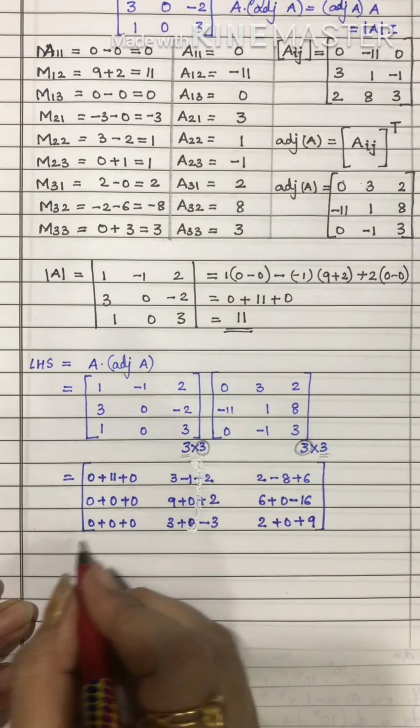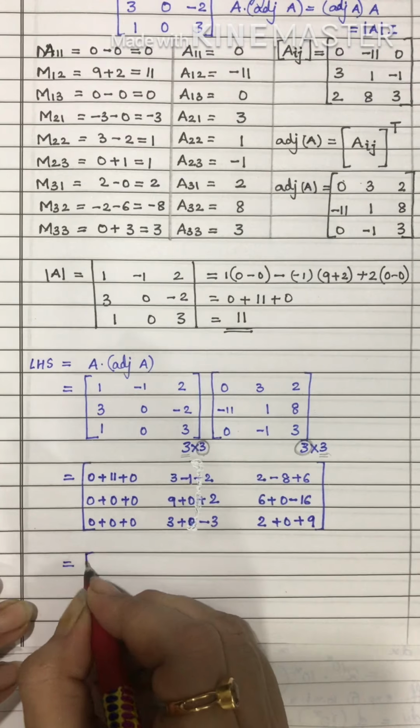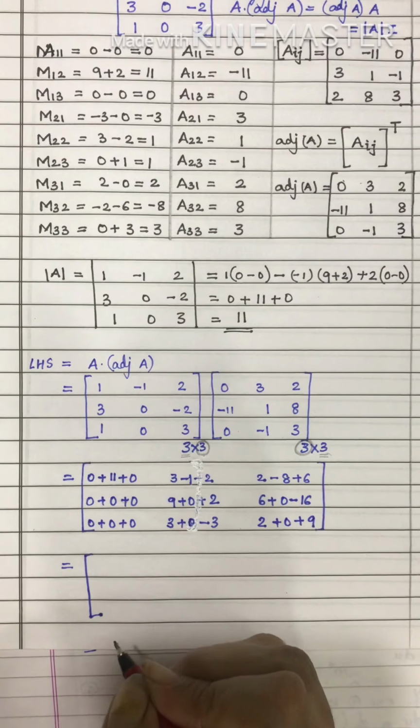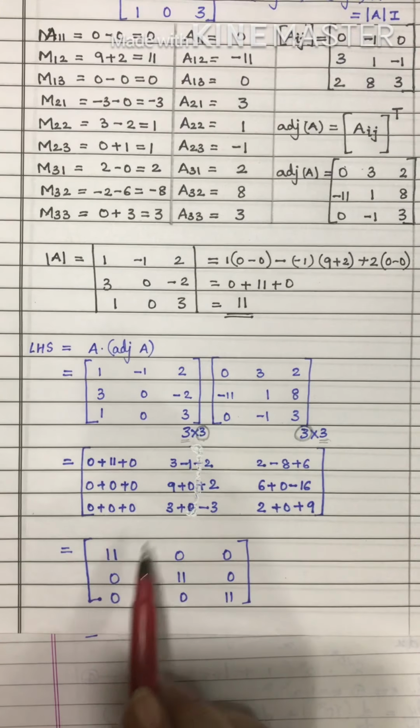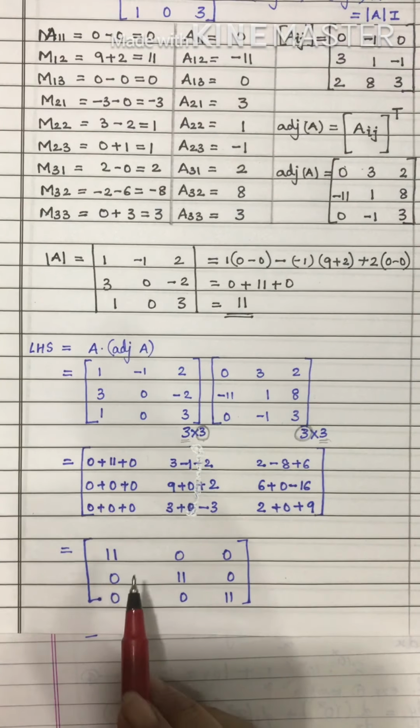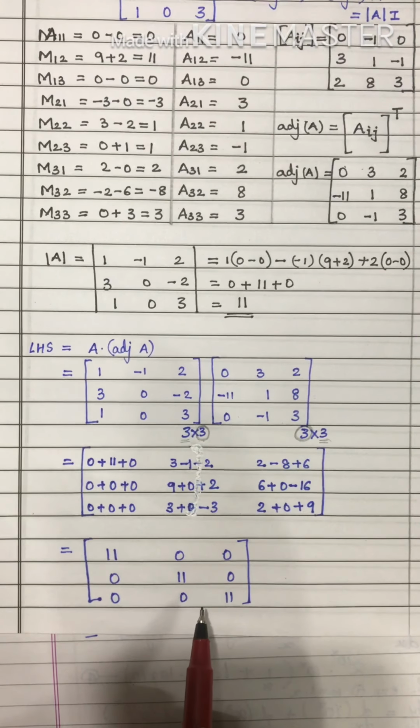Then just solve this and get the result. I will write it down here for you. After solving this, we get the resultant matrix as 11 0 0, 0 11 0, 0 0 11. All the diagonal elements are 11 and the remaining are zeros.